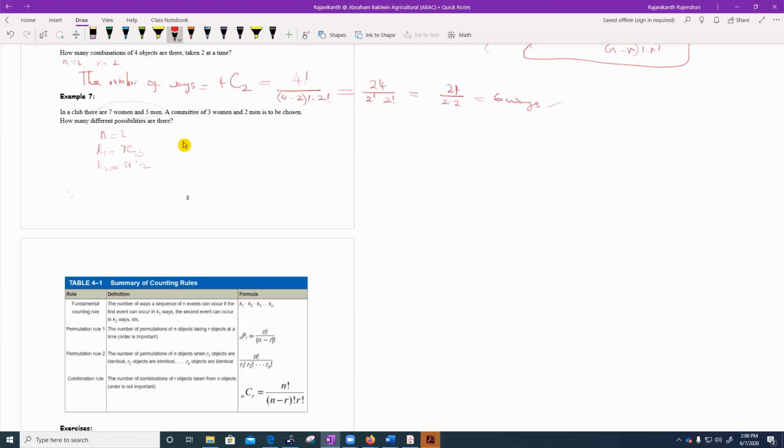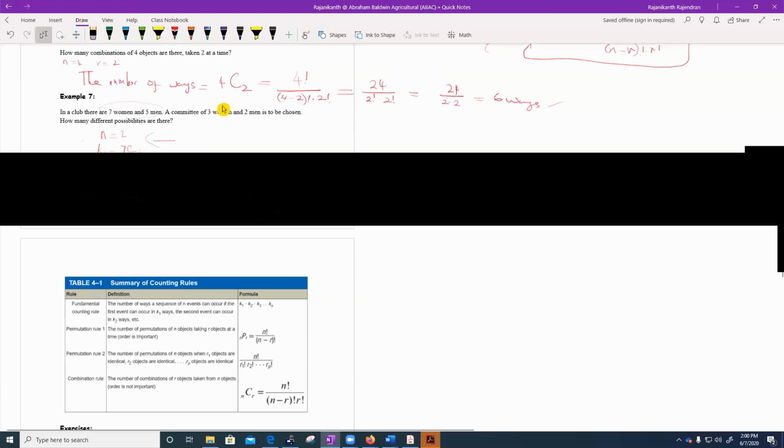Therefore, the total number of ways is simply the product of these two, K1 times K2. So my K1 is 7 choose 3 times my K2, which is 5 choose 2. Now take your calculator, find these numbers and multiply them out. So that is my final answer. Remember, first use the counting principles to identify K1 and K2.